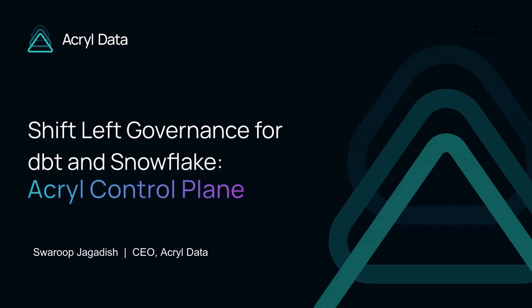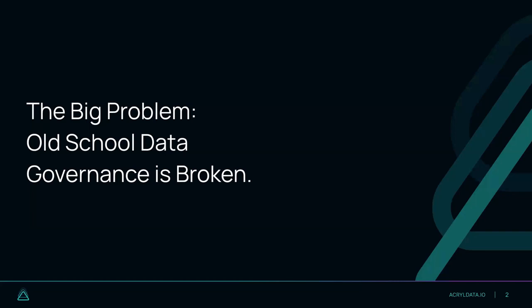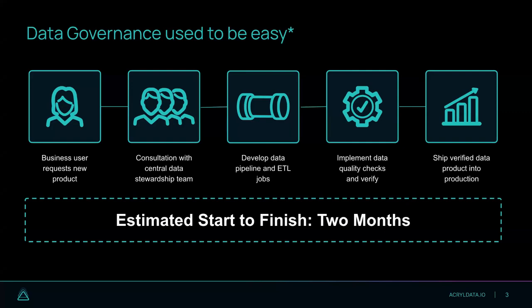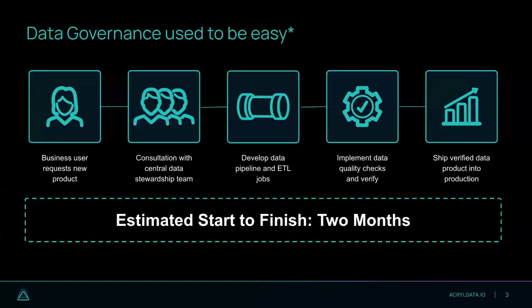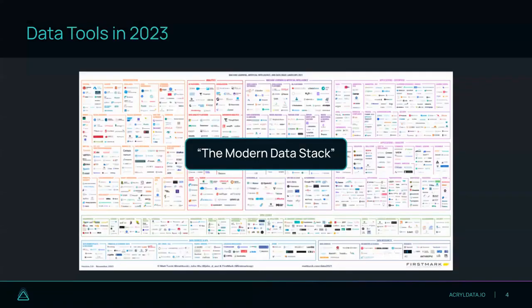So I want to talk about shift left governance really quickly here. This is a slightly longer talk for the time that we have, so I'm going to breeze past some of the slides. The first thing I want to say is old school governance in the current context is broken. What people often forget is it was actually easier back in the day when the stack was much more monolithic and the data team was much more centralized.